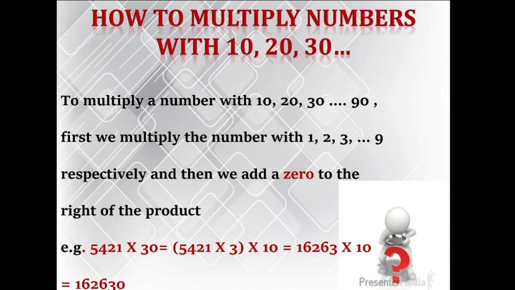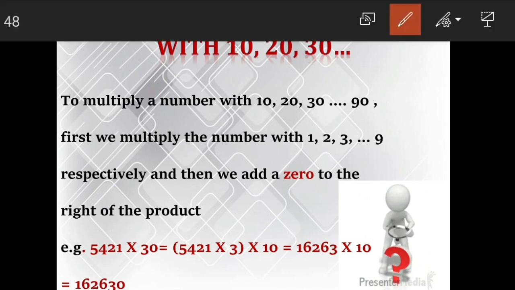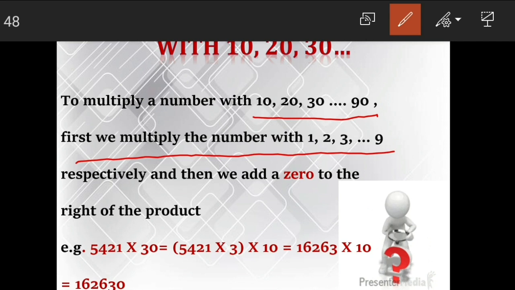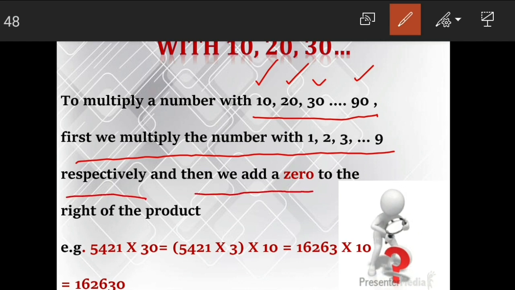Next is how to multiply numbers with 10, 20, 30, that is numbers with a 0 in the ones place. To multiply a number with 10, 20, 30 and so on till 90, first we multiply the number with 1, 2, 3, up to 9, that is the digit in the tens place, and then we add 0 to the right of the product. Let us take an example, then you will understand.